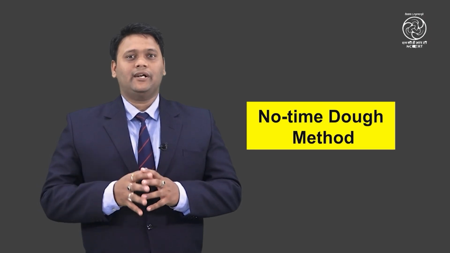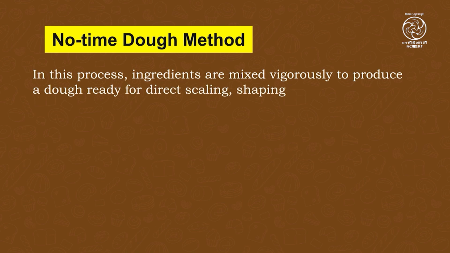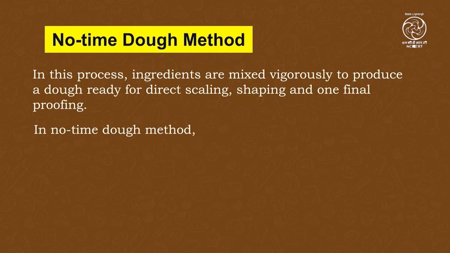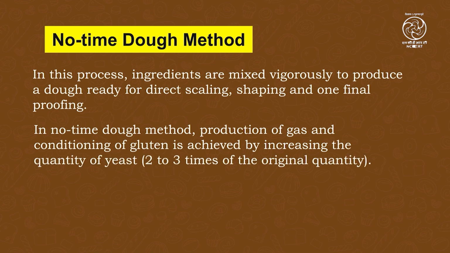Third is no time dough method. In this process, ingredients are mixed vigorously to produce a dough ready for direct scaling, shaping, and one final proofing. In no time dough method, production of gas and conditioning of gluten is achieved by increasing the quantity of yeast, that is 2 to 3 times of the original quantity.